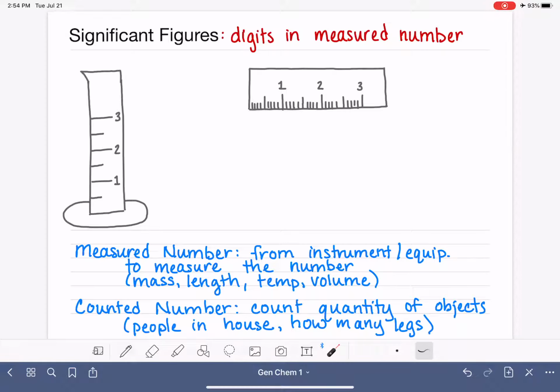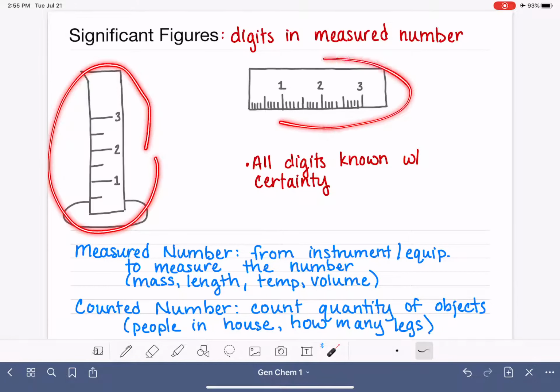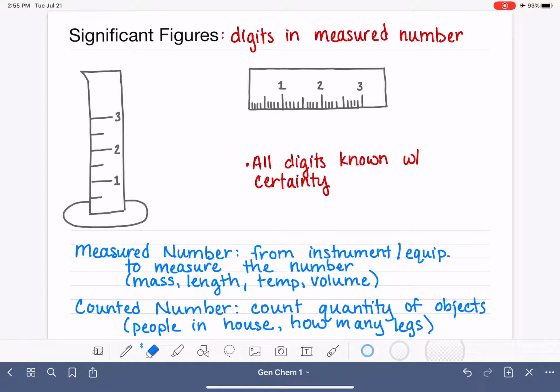So significant figures apply only to the digits in a measured number, and they are specifically all of the digits that are known with certainty. So that means that all of the digits that we can confidently read looking at our measuring device. And I've got two examples of measuring devices that we're going to use. This first one is called a graduated cylinder, and this is used to measure out volumes of a liquid. And then this is just simply a ruler that we would use to measure length.